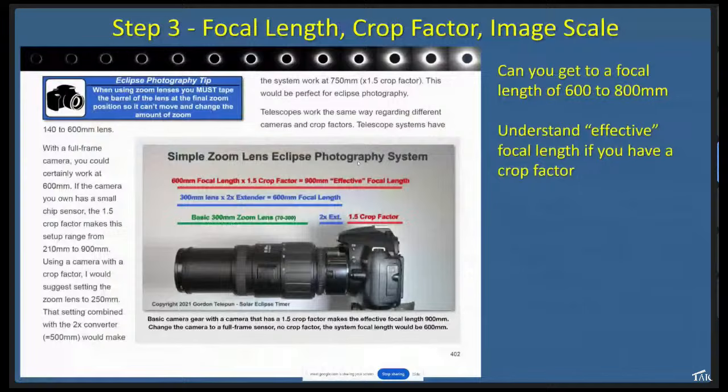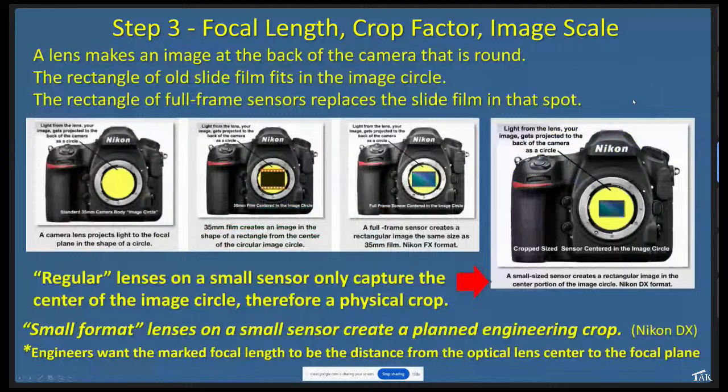So the third step is to understand focal length and image scale. Remember, we want to try to work between 600 and 800 millimeters. And so, cameras have an image circle in the back of the camera that's round. And when you use the old-fashioned lenses on an old-fashioned camera, the film was in the middle of that image circle, and that's what gave you a rectangular picture. And with full size sensors, it's basically just replacing the film. So the full size sensor is still in the middle of that image circle.